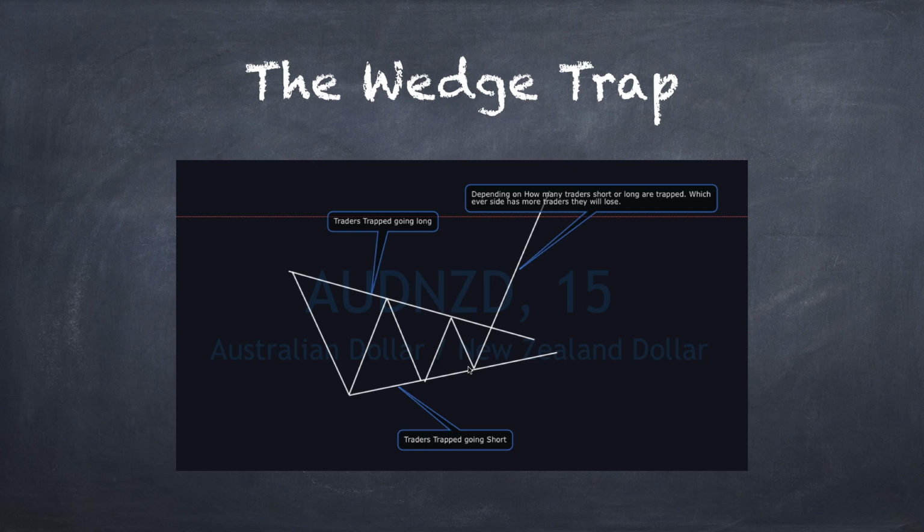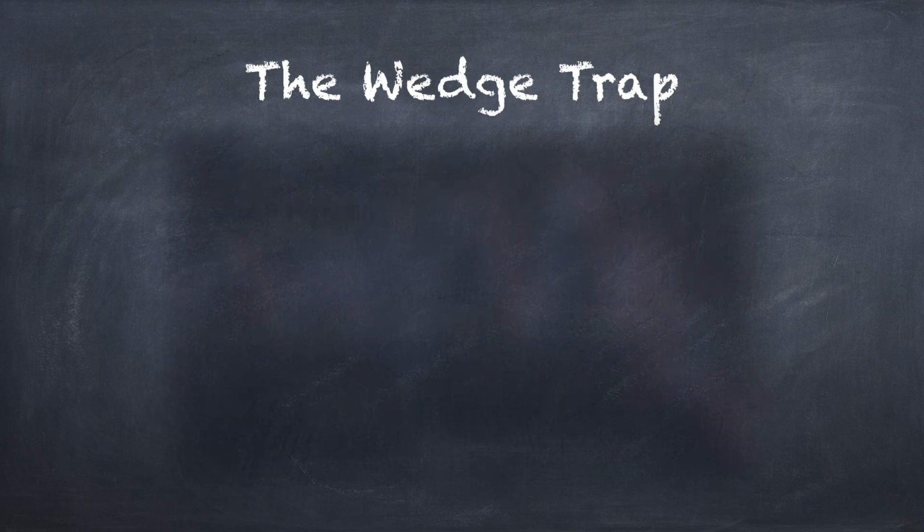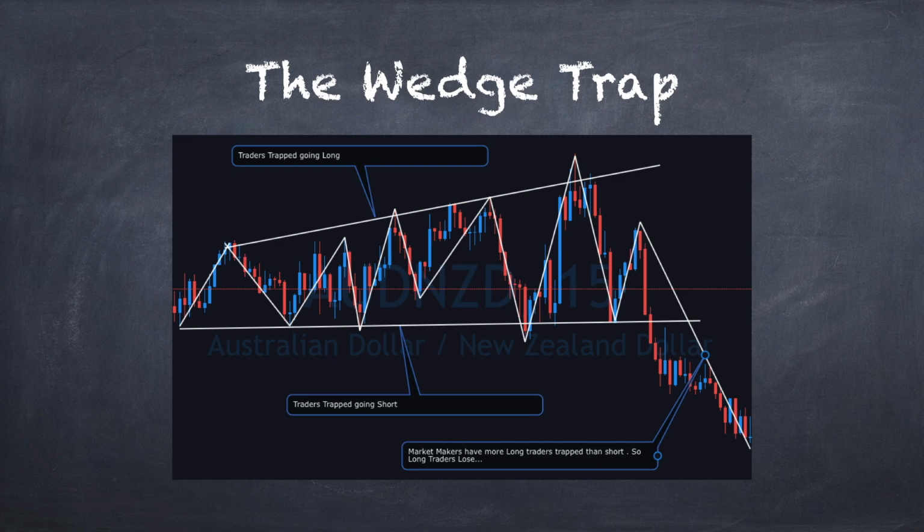So what does this look like on an actual chart? Let's take a look. All right, so here's one example. You can basically see traders trapped long, traders trapped short, both directions, as it continues to build the wedge, and then it finally breaks. Okay, in this case, they have more traders trapped long than short, and then of course they drop the price.